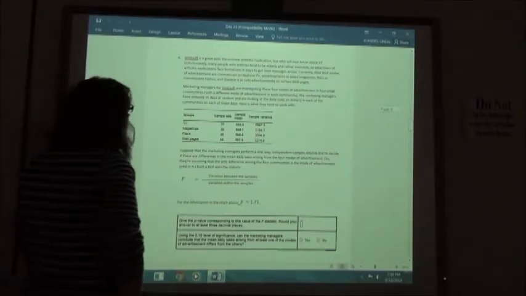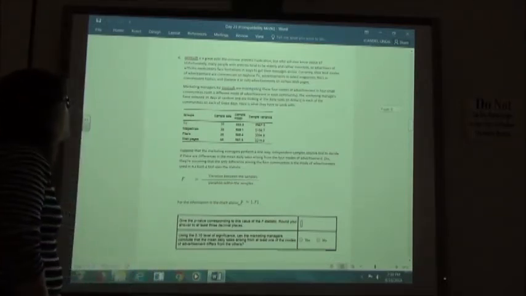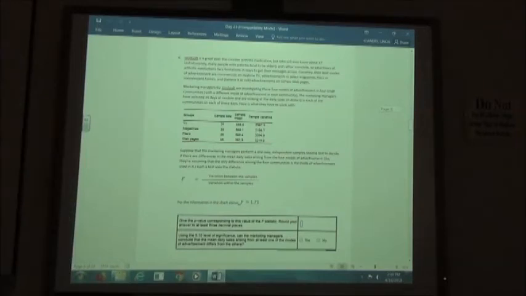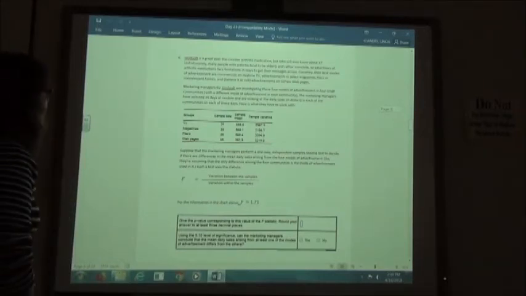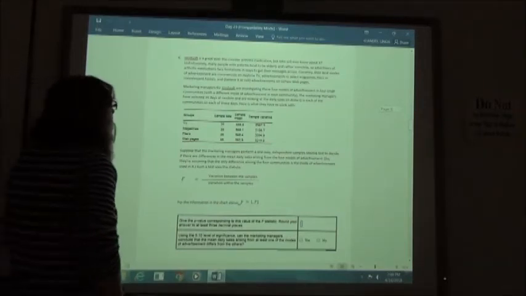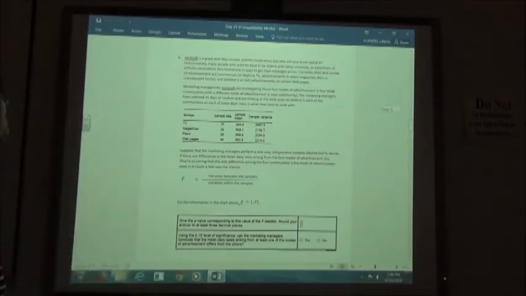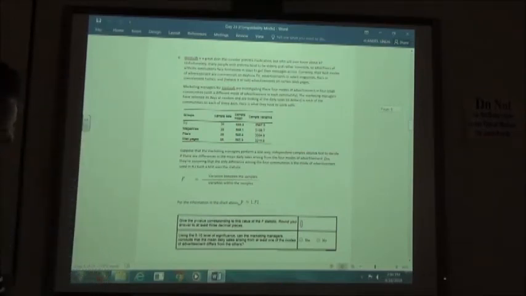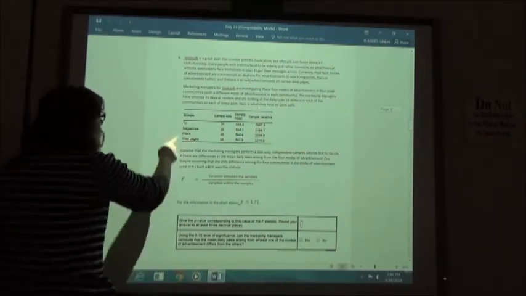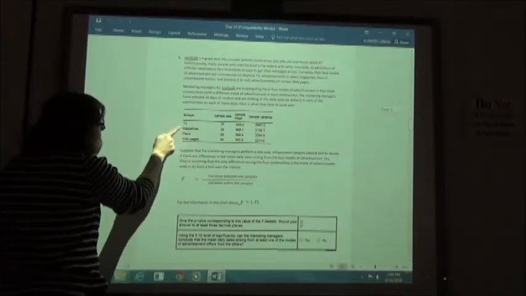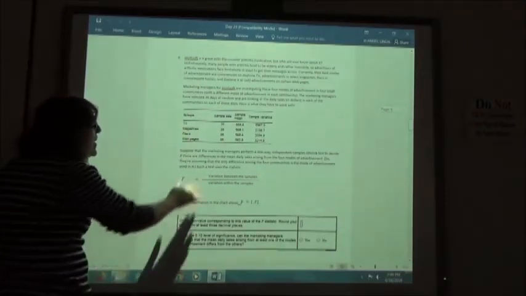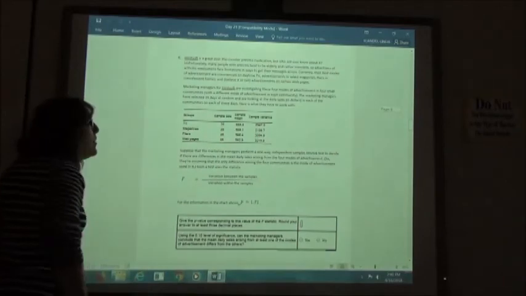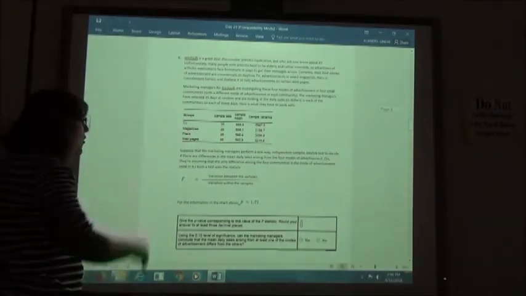Marketing managers for Joint Soft are investigating these 4 modes of advertisements in 4 small communities with a different mode of advertisement in each community. The marketing managers have selected 35 days at random and are looking at the daily sales in dollars of each of the communities on each of these days. Here's what they have to work with. So again, they have 4 groups: TV, magazines, flyers, and web pages. Their sample size for each of them is 35, and so forth.